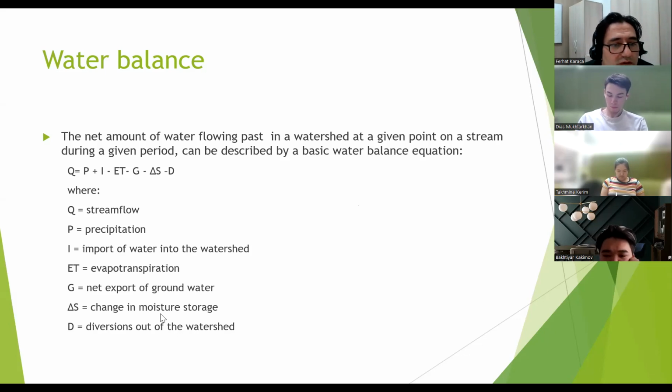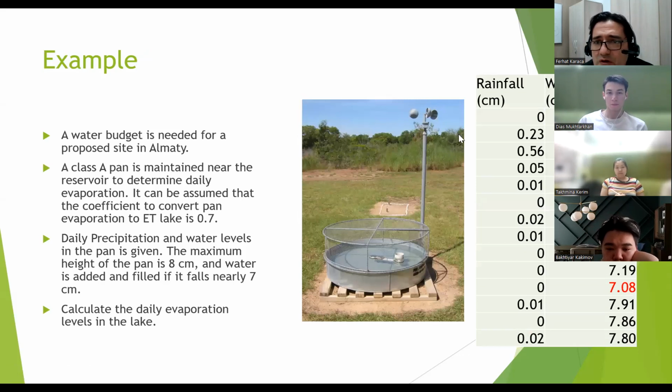So this is the basic equation. And I think it will be easy for you if I show you one example and let's solve a problem together, and then I think you are going to understand in a better way. By the way, do you know what this is, guys? What do you see on the screen?